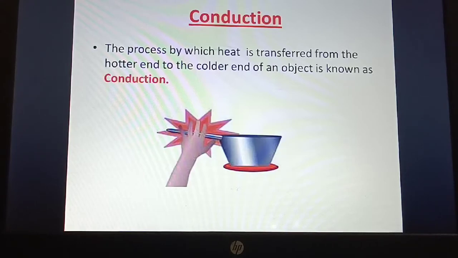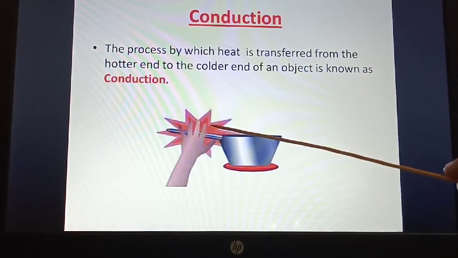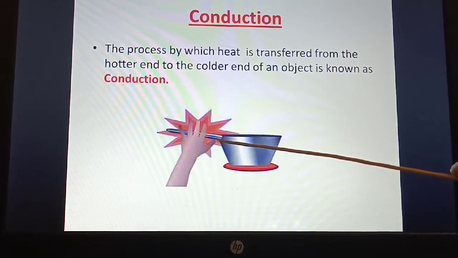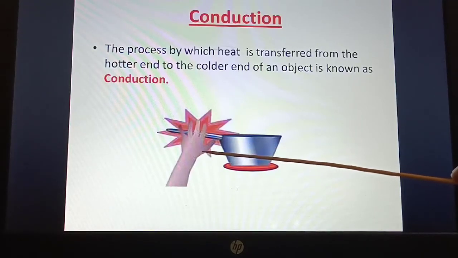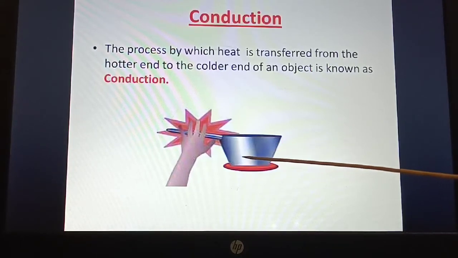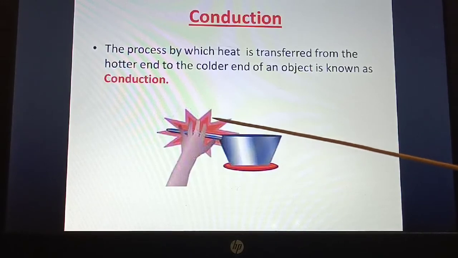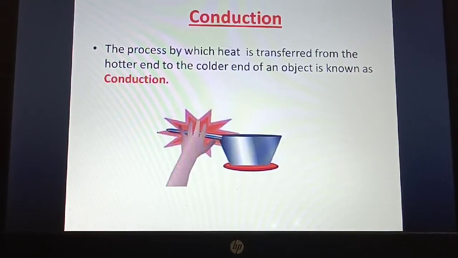So what is conduction? It is the process by which heat is transferred from the hotter end to the colder end. So if you see, when you heat, this is your hotter place, isn't it? So from here to the cooler end or colder end, the heat will be transferred. So that is called conduction. And conduction takes place in solids. So remember, conduction is heat transferred from the hotter end to the colder end.